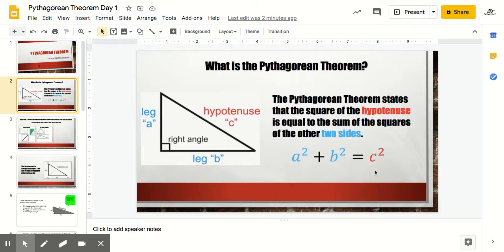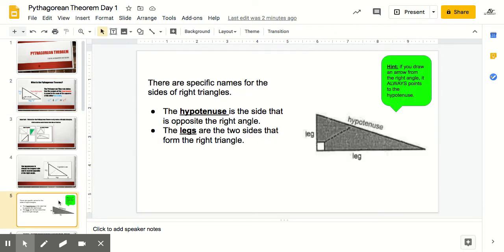Okay, so our Pythagorean theorem is a squared plus b squared equals c squared. A is a leg, B is a leg, and C is always your hypotenuse. So again, what the Pythagorean theorem tells me is if I take a leg and square it, take the other leg and square it, and add those 2 squares together, it's going to equal the hypotenuse squared. And that will work for every single right triangle that we have.